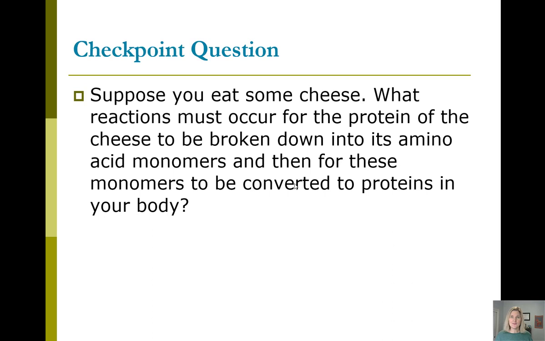Well, we take those amino acids, and those amino acids undergo what type of reaction to make the proteins that we need? A dehydration reaction. So we're going to remove water between the amino acids to bring them together to form proteins. Okay. All right.